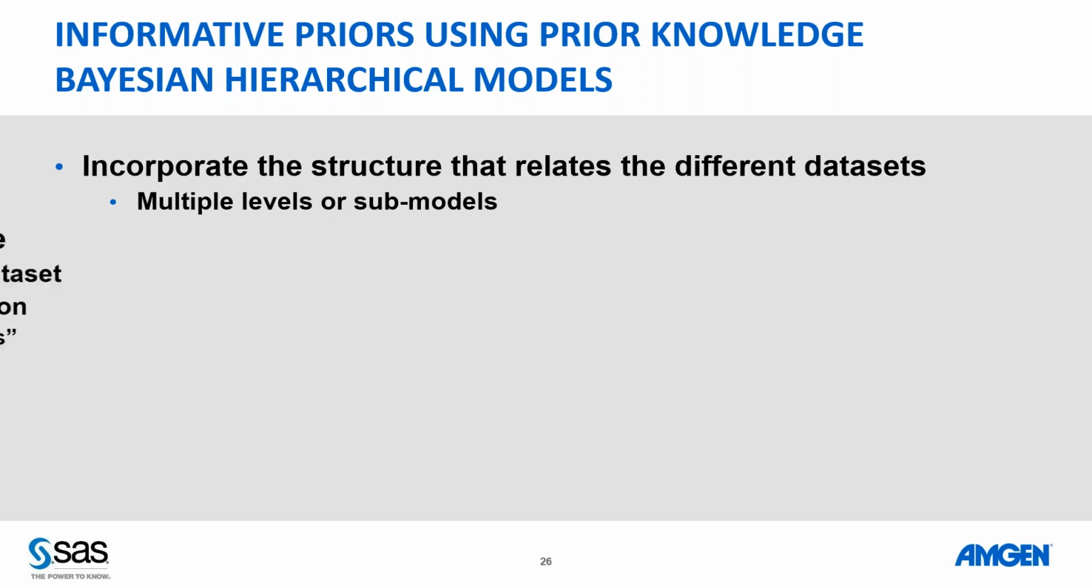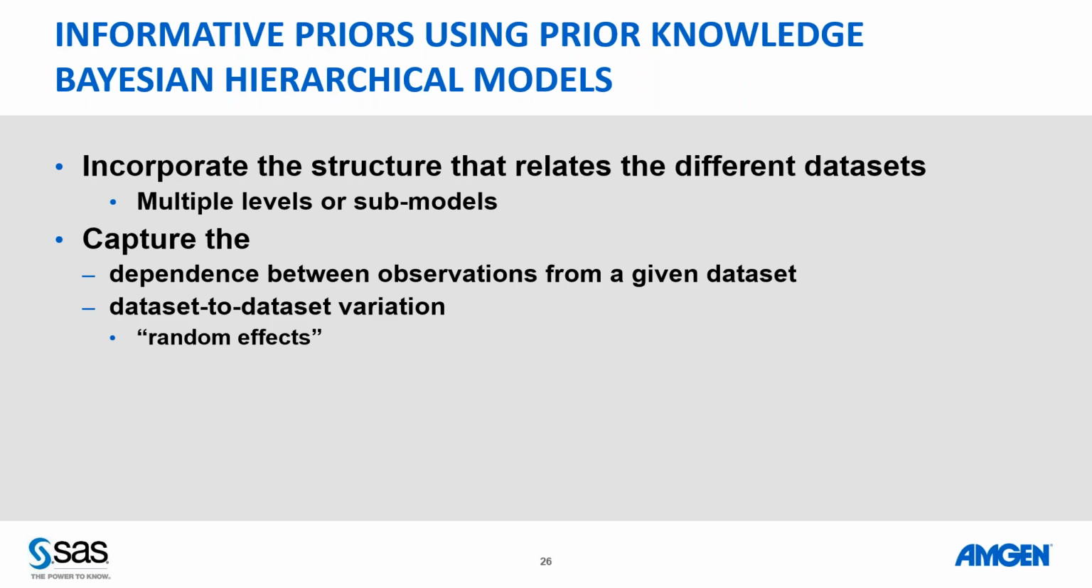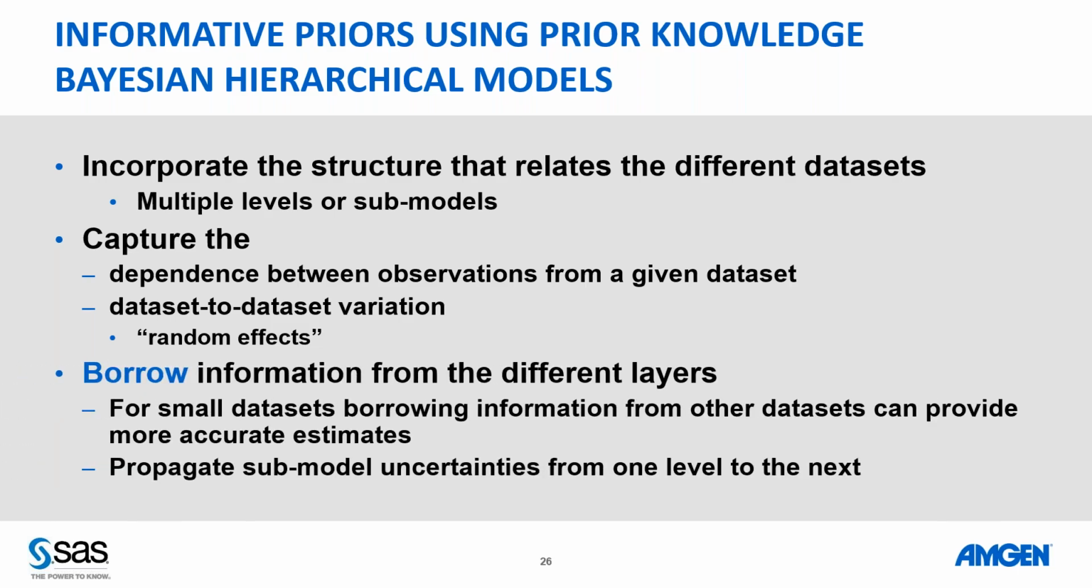So we're going to have multiple levels or submodels. We're going to capture the dependence between the observations within a given data set. So that will be kind of like the within variation. And then we're going to capture the variation from data set to data set. It helps me to think of these hierarchical models as random effect models, because that's what we're doing, we're capturing the variation. That's what we call the random effects. And you'll see that in the random effects statement. We showed you that last week. And the key word here is we're going to borrow information from all these different strata in the hierarchy.